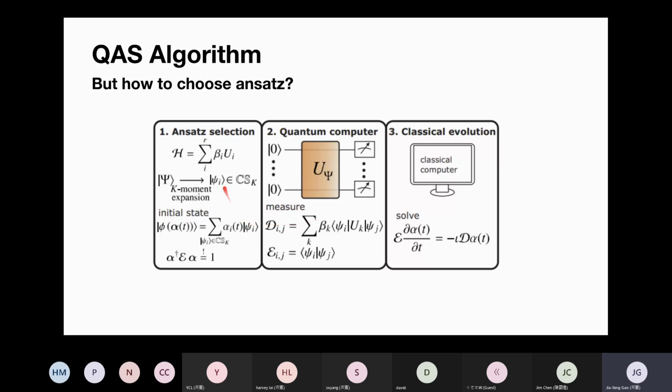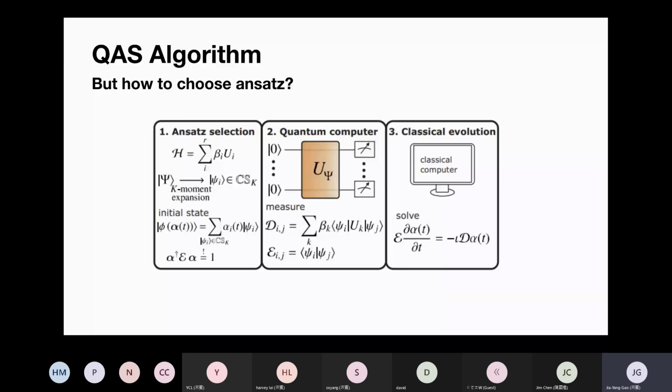For example, you can pick the so-called two moment state by applying the Hamiltonian twice to the zero moment state, or I say initial state. And then in this situation, you have three states to construct your answers, and you can follow the same guideline and solve this equation and solve the evolution of the Hamiltonian. And maybe its error will be smaller than the previous case.